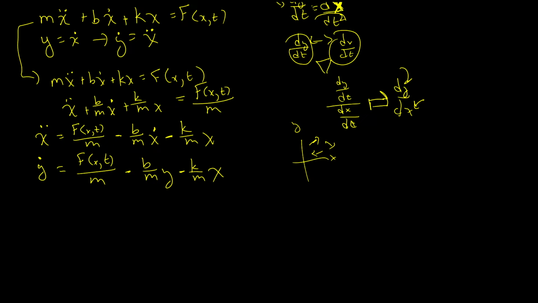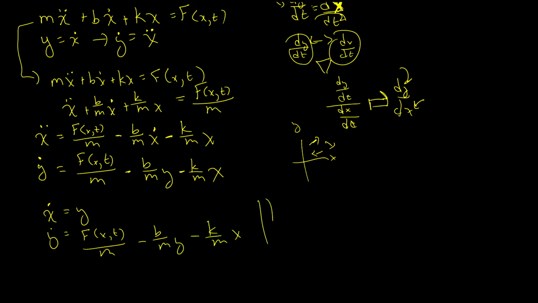If I bring my system of equations together, I have x dot equals y, and I have y dot equals my driving function over m, minus b sub m y minus k sub n x. And so there we have our differentials that we're going to use.